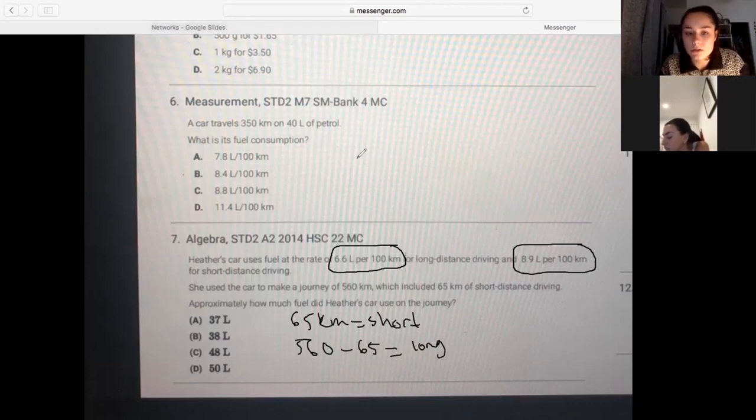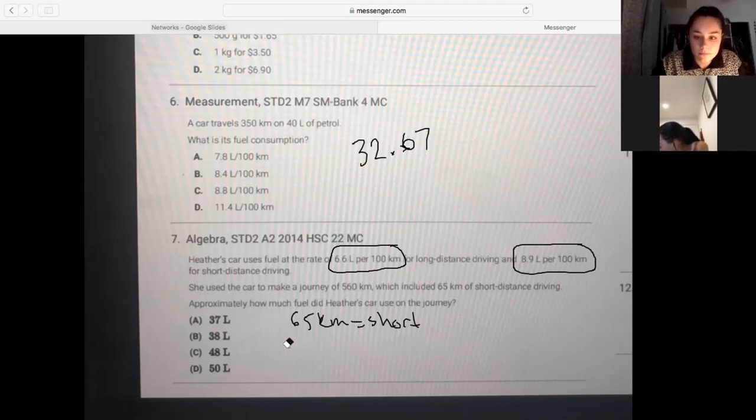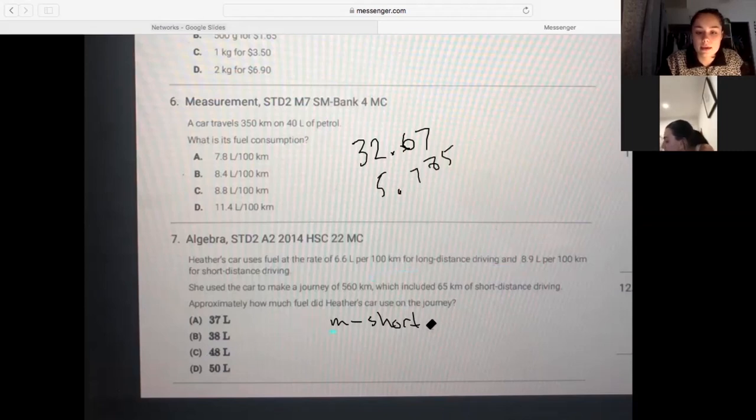And did you get like 32? Yeah, 0.67. Cool. And then just do the same for short, which I think you know. So 65 divided by 100. Do you get 5? Yeah, you did. Cool. And then do I plus them together? Yeah. And that's how much altogether for the whole journey.